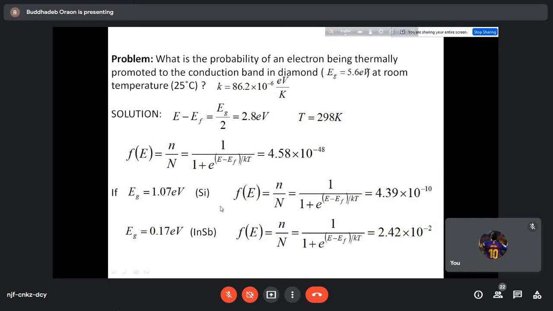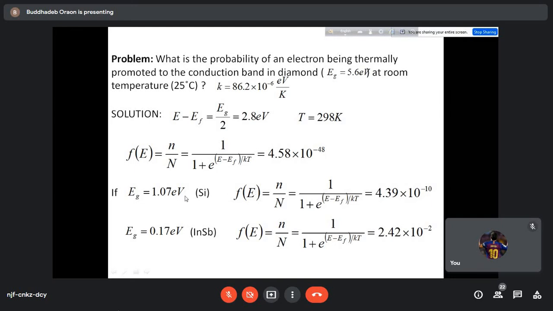That is why we go for artificially manufacturing different types of semiconductors, extrinsic types like N-type and P-type, so that we can get a large number of free electrons at room temperature. That is the limitation of this.